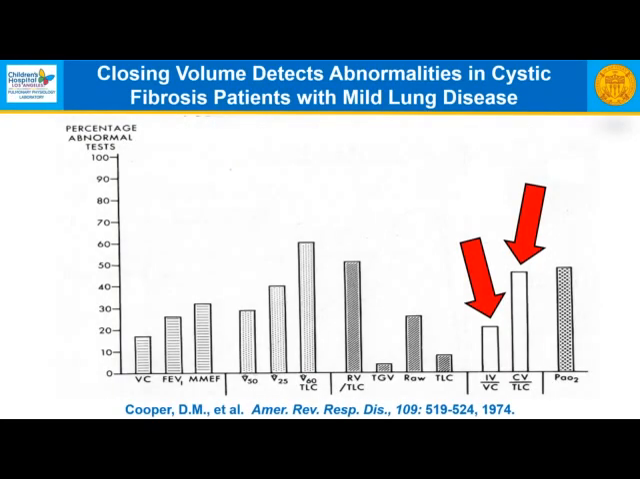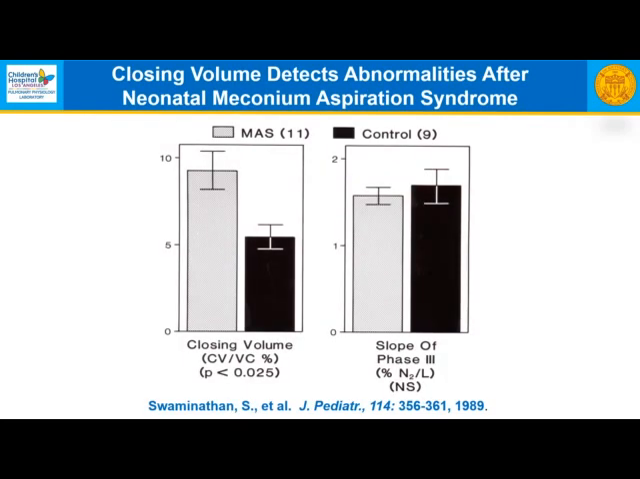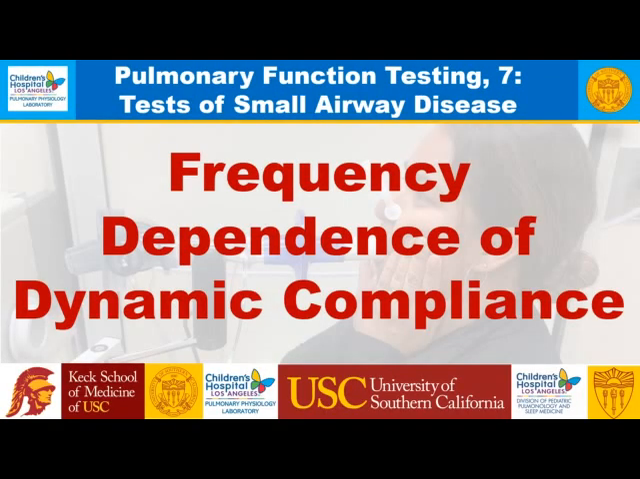This study of closing volume detects abnormalities in CF patients with mild abnormalities. This is the closing volume. This is the closing capacity. It was more sensitive, but partly because of hyperinflation here. But a reasonably sensitive test. This was Swaminathan's study in school-age children following meconium aspiration syndrome during infancy, and you can see the closing volume was significantly greater in the meconium aspiration patients. And remember, that's bad, okay? And the slope of phase 3 was not significantly different between them.